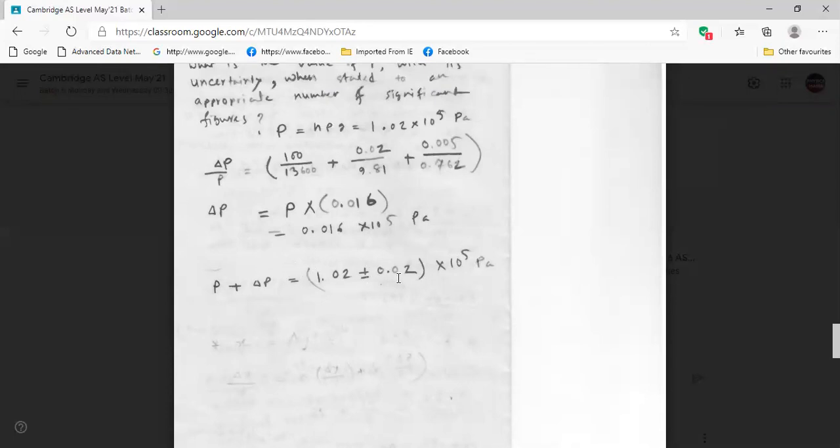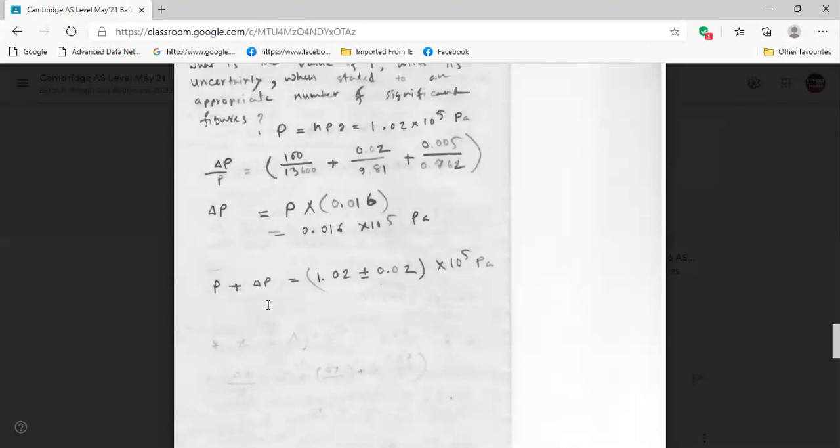1.02 plus minus 0.016, we can round up to 0.02, because here after the decimal point we have two significant figures or two digits. That's why here also after decimal we are writing two places. Okay, two digits. Then our power is 10 to the power 5 for both of them. We kept it in bracket. Other than writing twice, by giving bracket, we are writing it once.